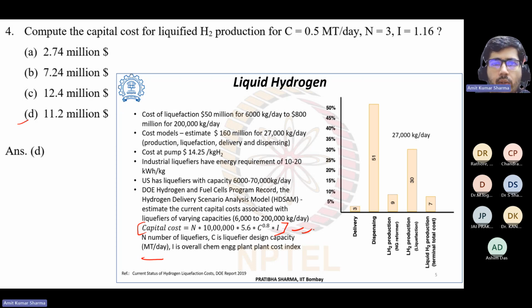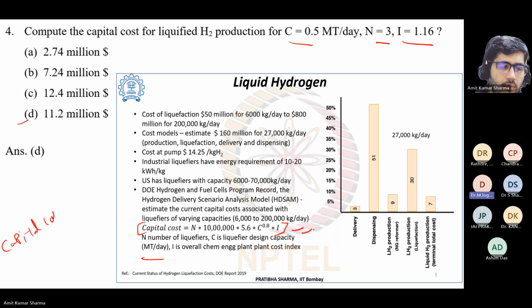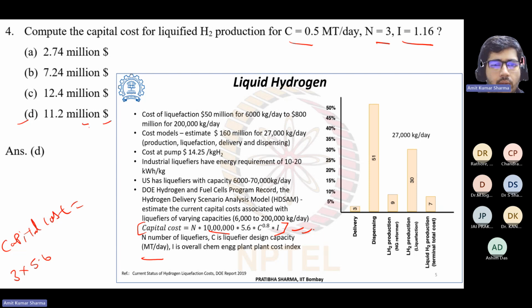If you put these values, we have n equals 3, I equals 1.16, C equals 0.5. So use this formula. It will be capital cost with 3 multiplied by, we are not considering this because we have the answer in million. If you want the answer in dollars, then multiply with this number.